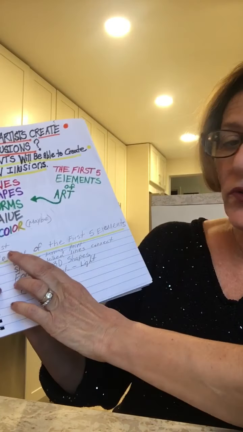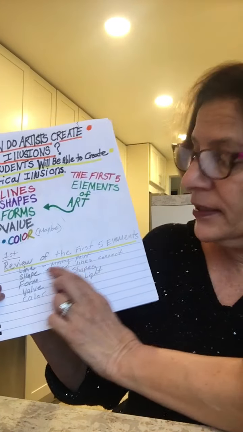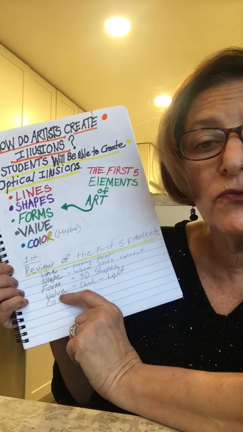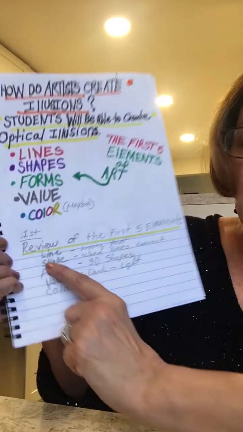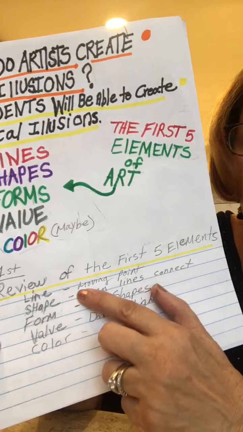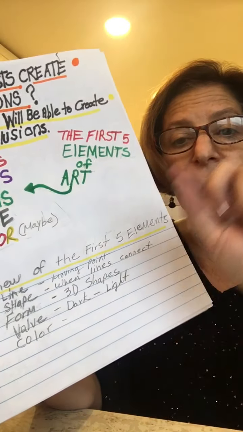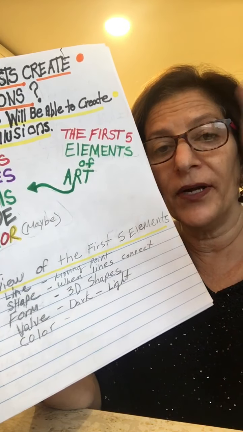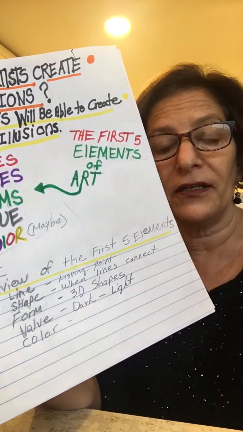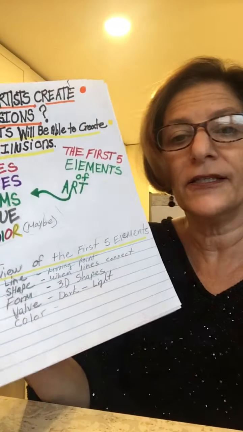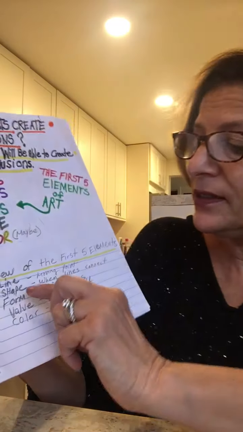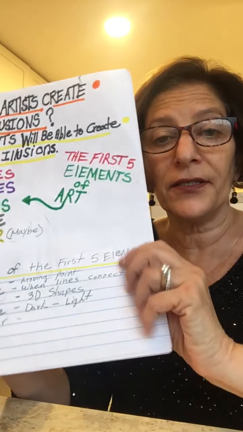So first, we'll review those elements, and I'd like you to jot this down in your notebook because you will need to know this, that line is a moving point, right? When you have a line, it's basically a bunch of tiny points so close to each other that it creates a line, okay? It's basically more than one point. Shape is when you connect lines, right? You have a line and you connect it, it becomes a shape.